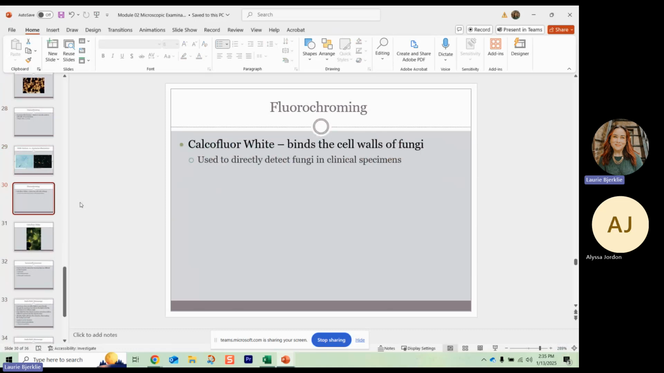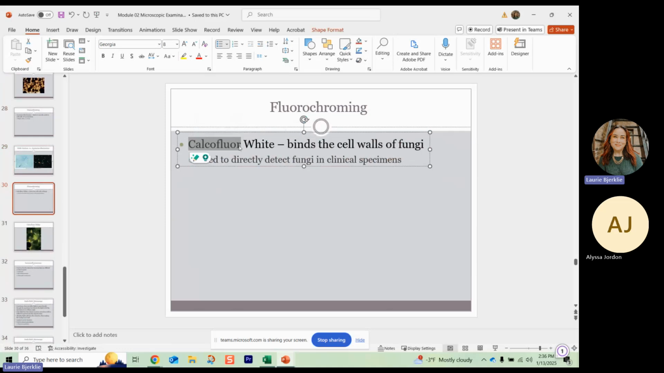So it's looking to detect fungi in samples. I always think of the word calcofluor as cauliflower. And for some reason, cauliflower makes me remember fungi in my brain. I love cauliflower. I don't think it's a fungus, but it seems like a fungi thing. So that's how I link it in my brain.